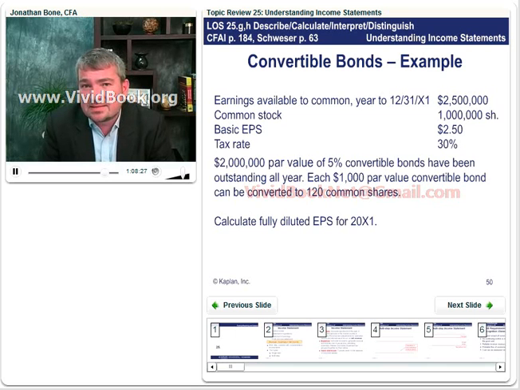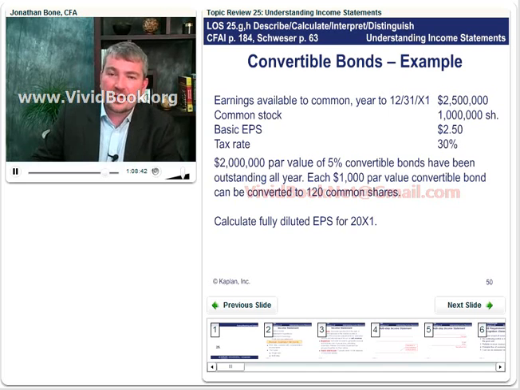The tax rate in this case is going to be 30%. This company's got 2 million par value of 5% convertible bonds. They've been outstanding all year. Each $1,000 convertible bond can be converted into 120 shares. Okay, let's have a look at it then.